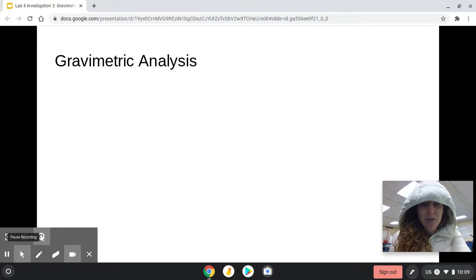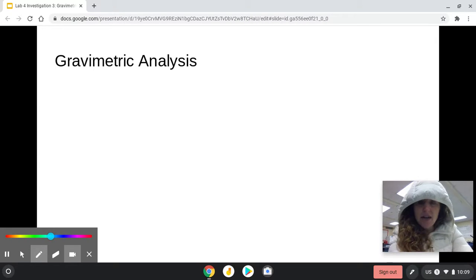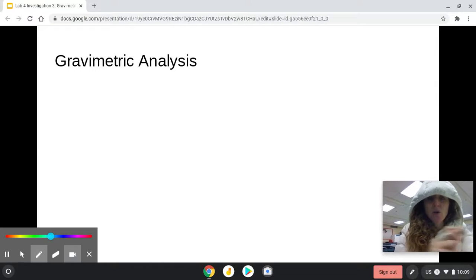Okay, let's talk about gravimetric analysis. I want to introduce you to this concept, and then I want to show you an example of the concept as we go through the practice. So gravimetric analysis is yet another technique we have to determine what's in solution and how much is there. So here's the general idea.